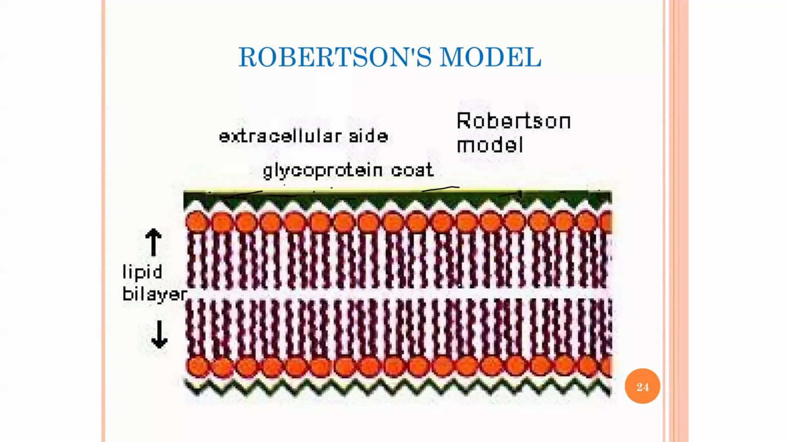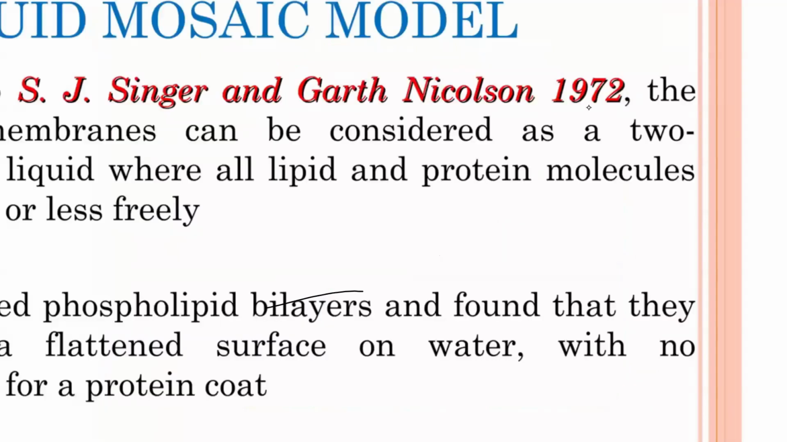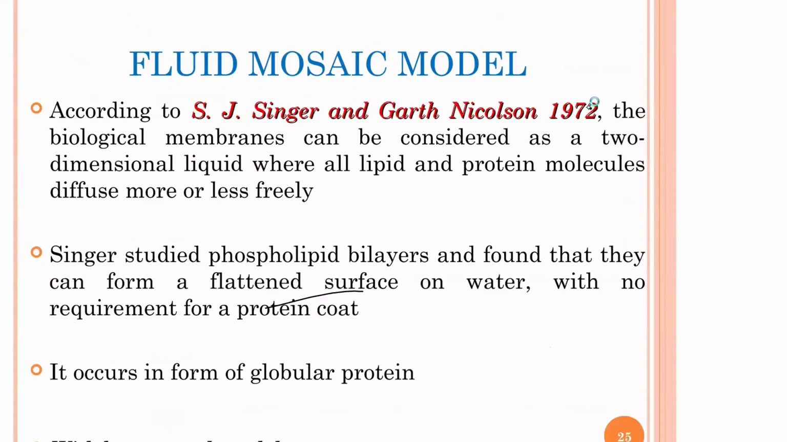And then apart from the Robertson model, the next thing that we are going to look at is the fluid mosaic model. The fluid mosaic model was proposed by Singer and Nicholson in the year 1972. These are the scientists who came up with the idea of the fluid mosaic model. The biological membrane can be considered as a two-dimensional liquid where all the lipid and protein molecules diffuse more or less freely. So Singer studied phospholipid bilayers and found that they can form a flattened surface on water with no requirement for a protein coat.